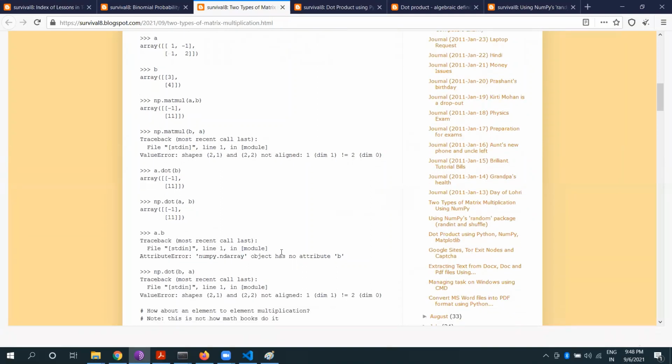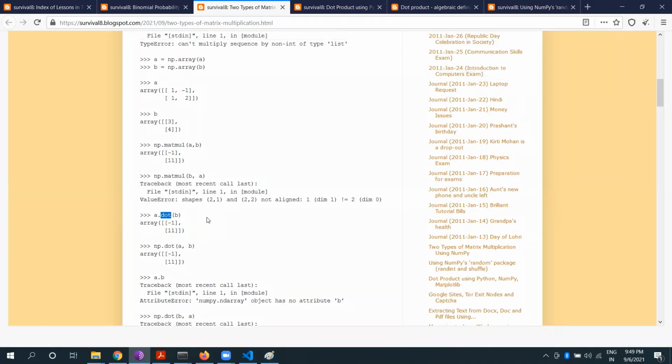Okay, so B dot not a line dimension. Basically, when you do a dot product, it gives the same result as matrix multiplication. When you want to do a dot product, you essentially do matrix multiplication. Think of it like that.